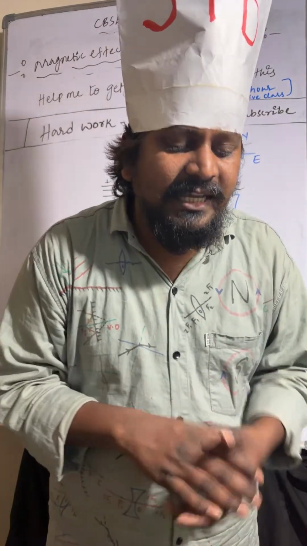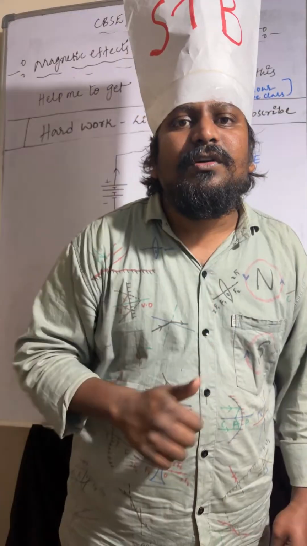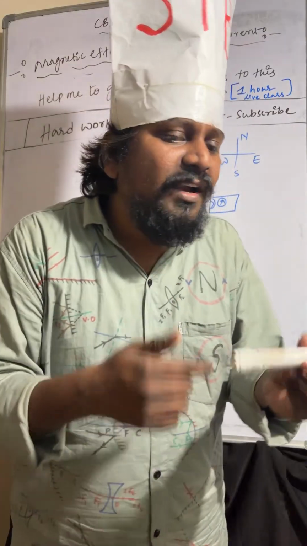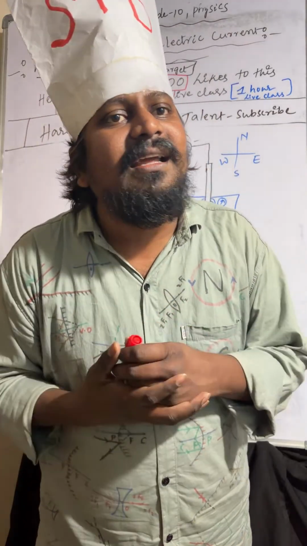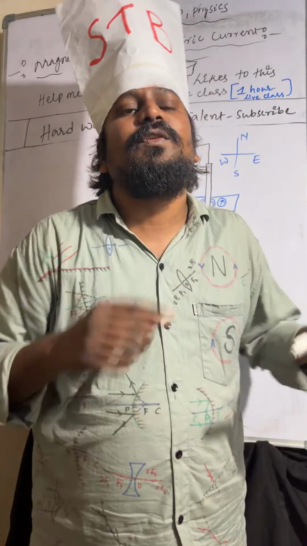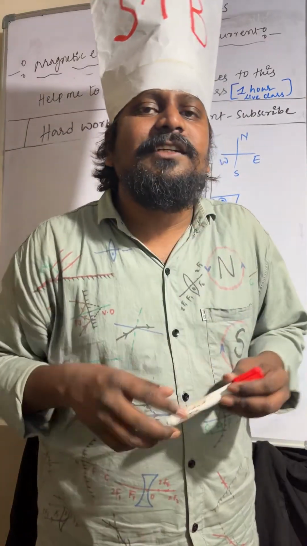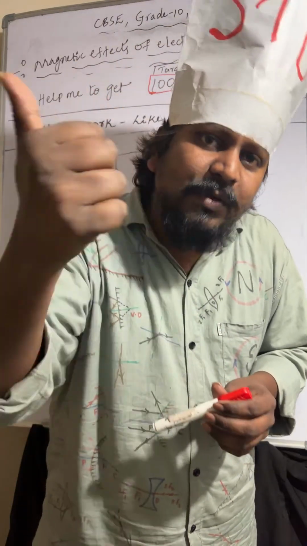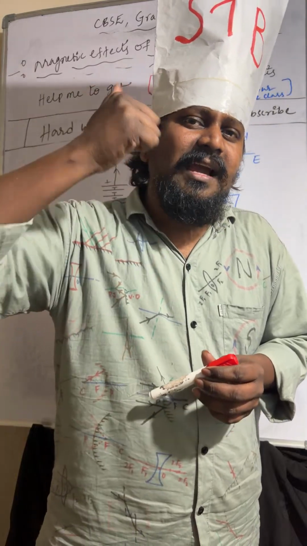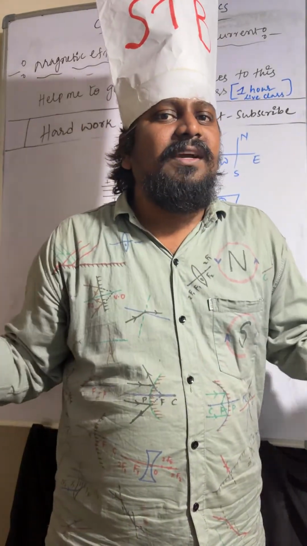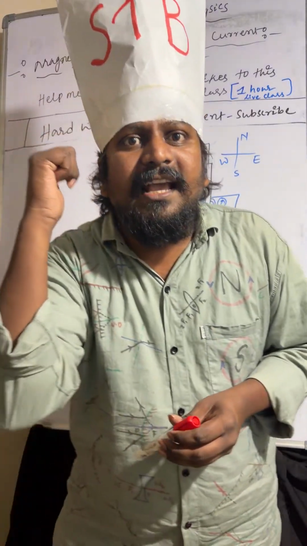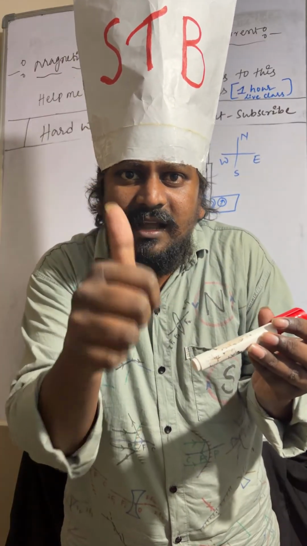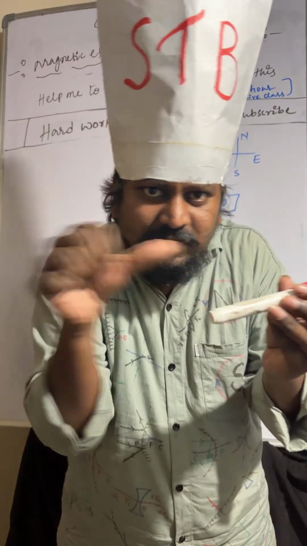Magnetic field direction can be identified by using the right hand thumb rule. By using the right hand thumb rule, we can identify the magnetic field around the current carrying conductor. Place the thumb along the current direction.